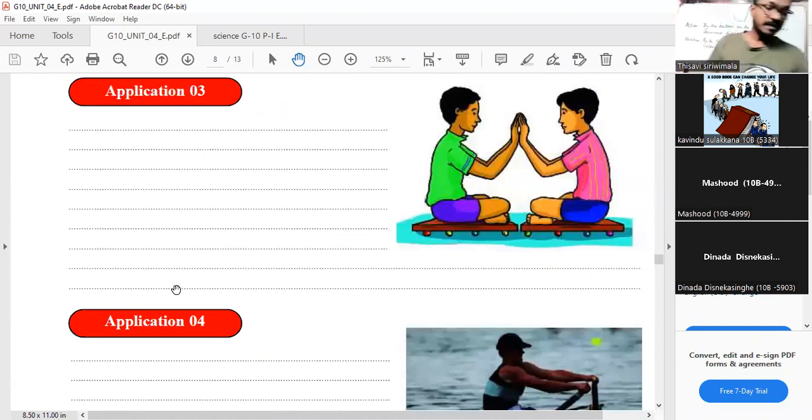And now look at this example. Here, two students are seated on planks of wood. Some marbles are kept under the planks, so they can be easily moved here and there. They keep their hands like that and push each other. As a result, both of them will be thrown in opposite directions. That is because of the action and reaction. In this case, it is difficult to mention the action and reaction separately.